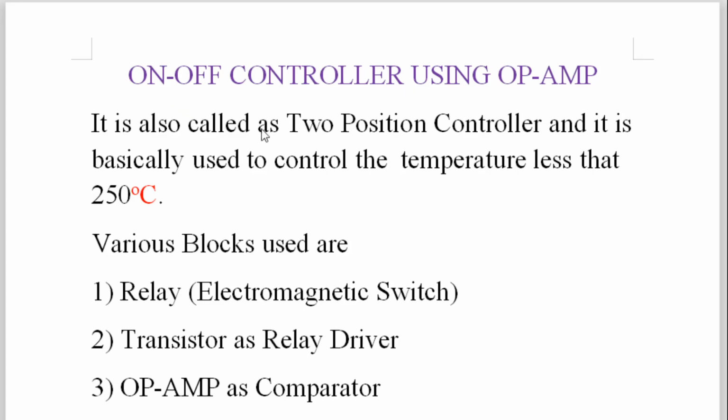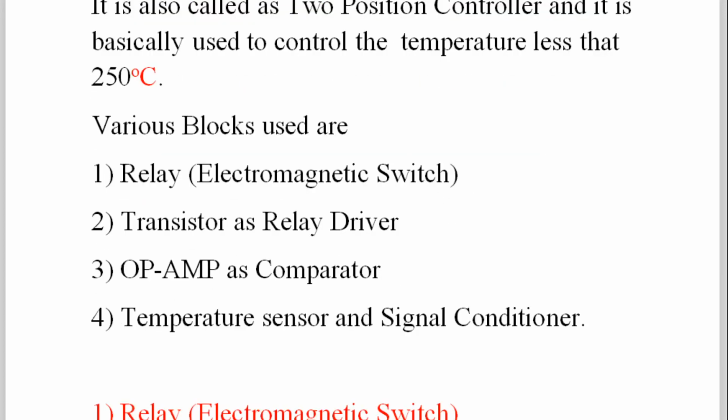So I will go in a very systematic manner to understand this circuit. Before going to the circuit, I have divided the on-off controller circuit into 4 different blocks. Number 1, relay is used. And what is relay? Relay is electromagnetic switch. So the first block is relay. Number 2, transistor is used as a relay driver.